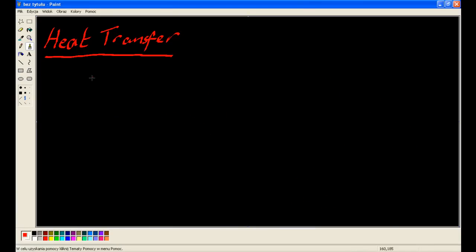Okay, clear that away. Just to recap, what were the three methods of heat transfer we talked about? There is conduction, convection, and radiation.